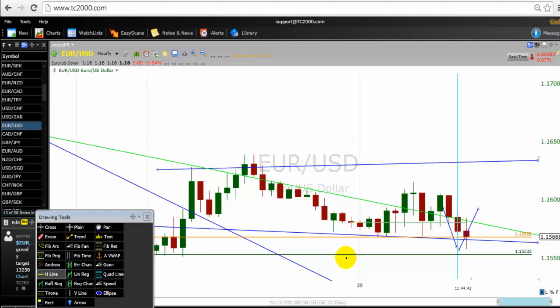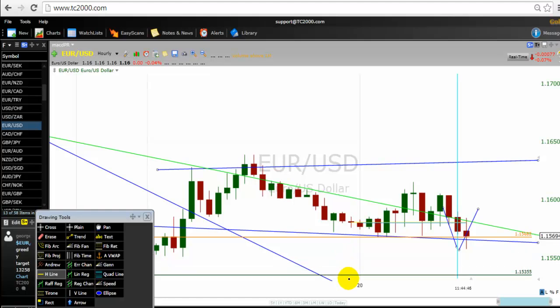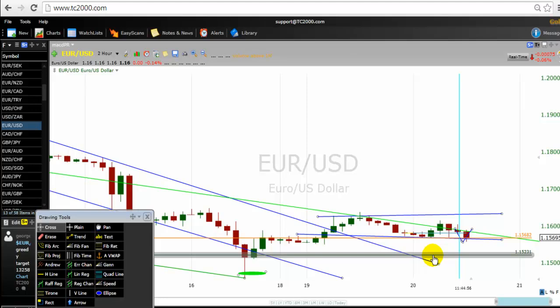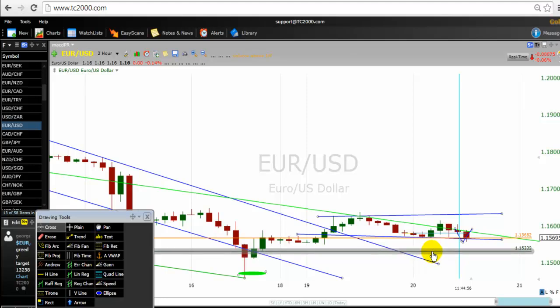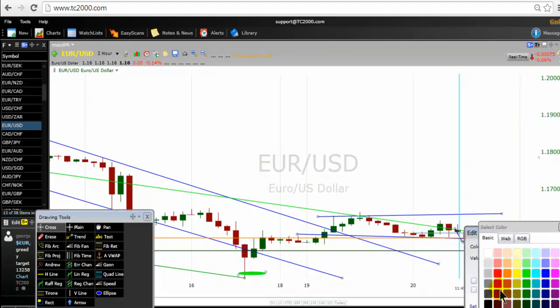115.33. Okay, somewhere 115.33, 35 pip. Oops, I don't have enough room. I have to change my time frame again. Go to the 2-hour chart so I can see 115.33. That's it. That's my stop loss there. I will color it as always, starting with red.